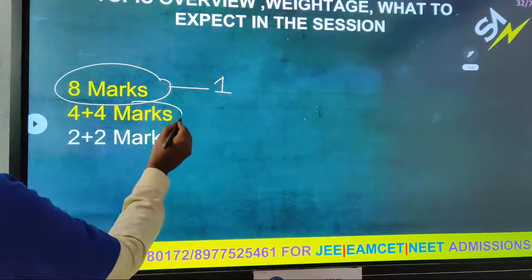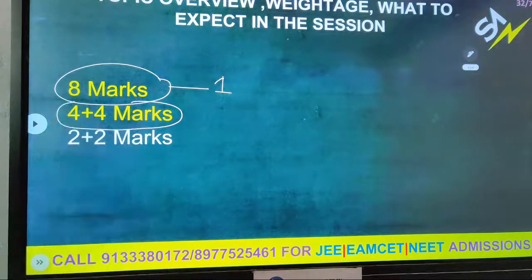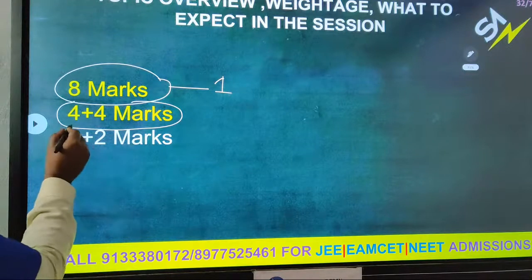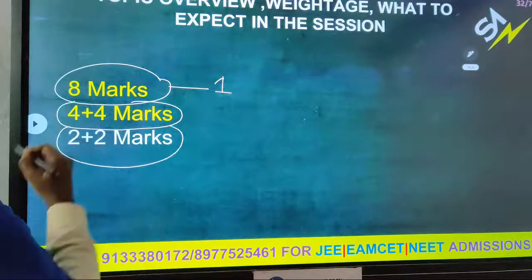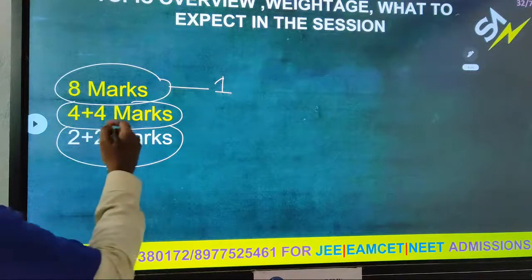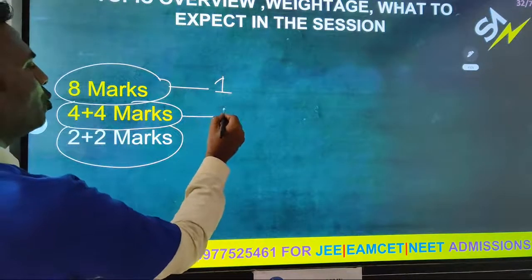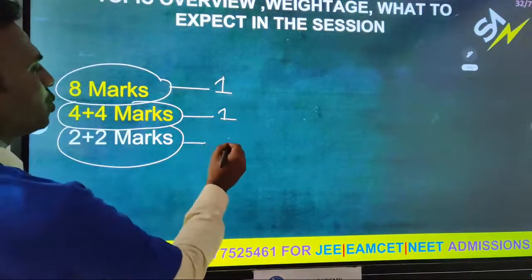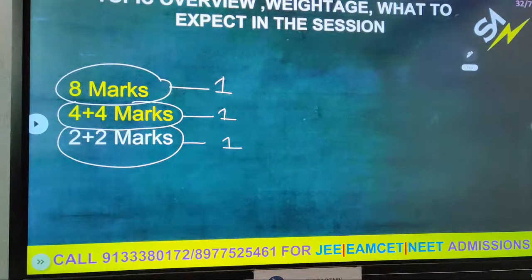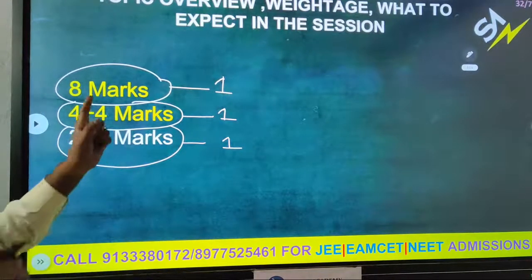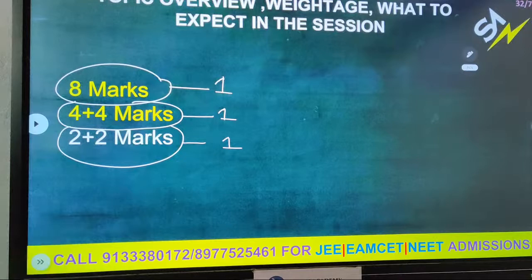Then for 4 marks questions, I have a chance of 1 or 2. And what about the 2 marks? If 8 marks is 1, 4 marks is 1, 2 marks is 1. Yes, this is the weightage once again: 8 marks, 4 marks (4 plus 4), and 2 marks (2 plus 2).